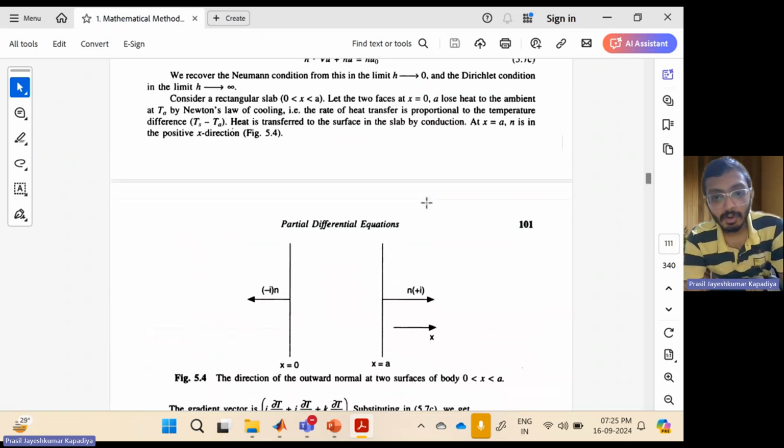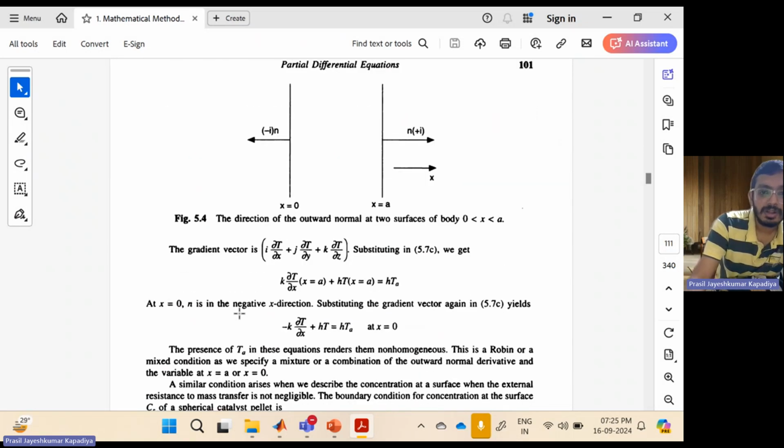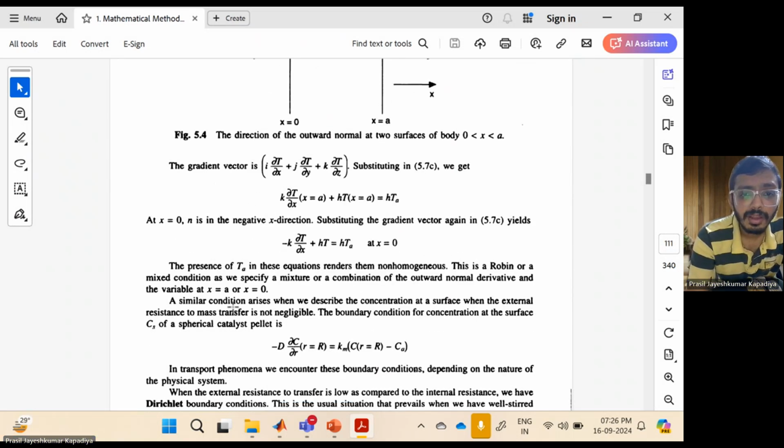Consider a rectangular slab from 0 to A. Let the two faces at x equal to 0 lose heat to the ambient at Ta by Newton's law of cooling. It implies the rate of heat transfer is proportional to the temperature difference Ts minus Ta. Heat is transferred to the surface in the slab by conduction, and at x equal to a, n is the positive direction. So at x equal to 0, we can write minus k del T by del x plus h into T is equal to h into Ta, at x equal to a or x equal to 0. This is called Robin mixed boundary condition.